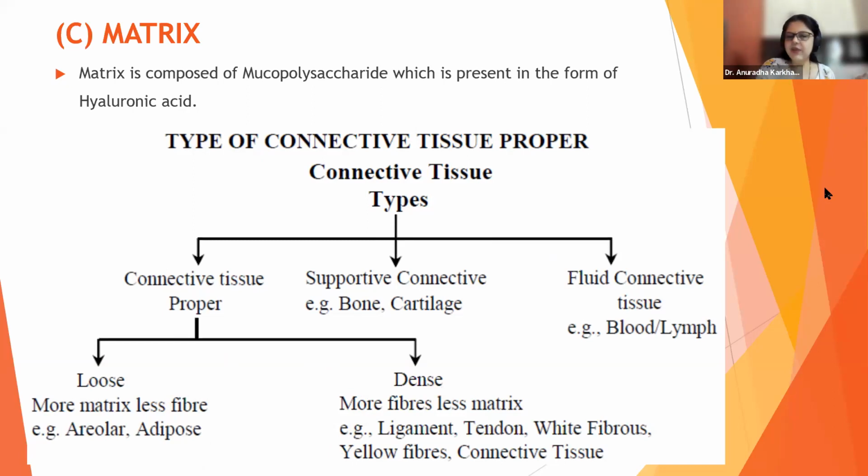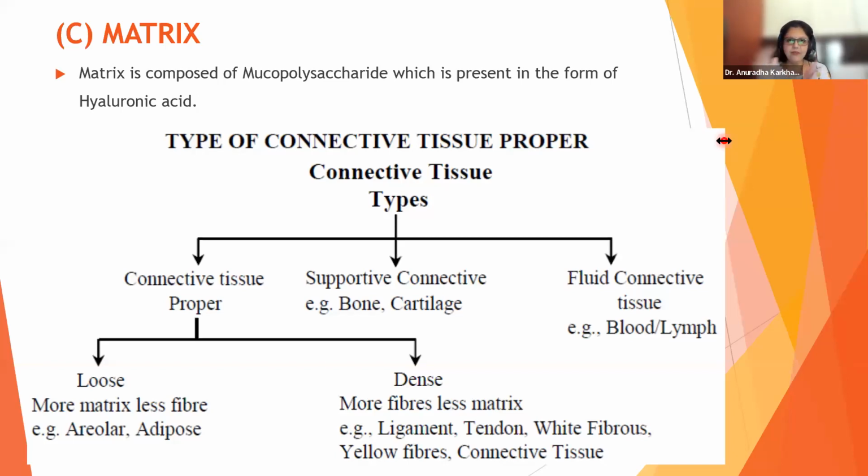So different cells we have seen, 3 fibers we have seen, and we have also seen the matrix. Correct? So A, B, C, 3 components of connective tissue we have understood. Any difficulty in understanding these? What the connective tissue is made up of? Understand this first. Yes? Okay. Now let us go ahead with the types.